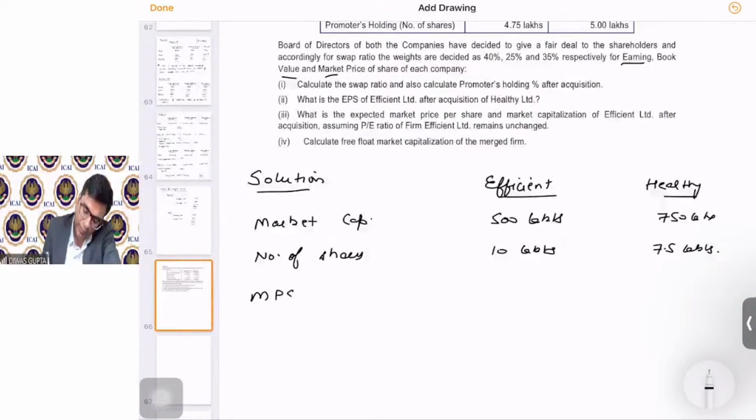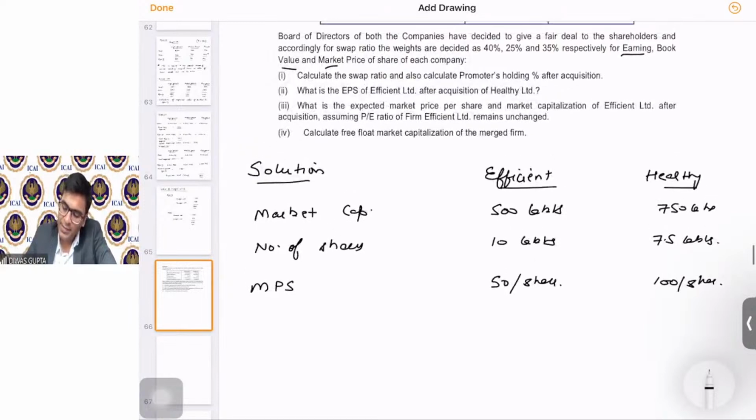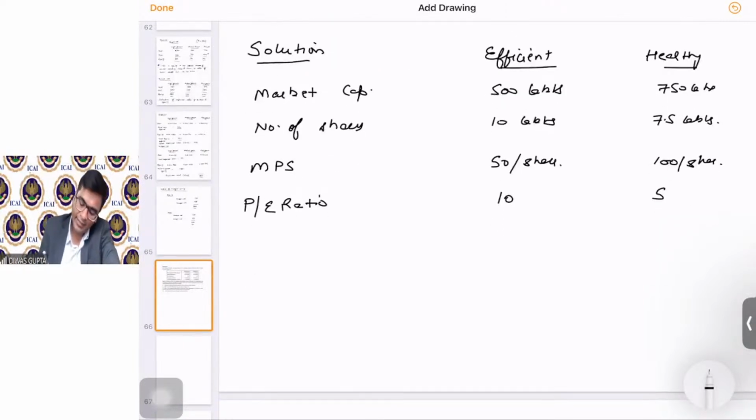Hence, the market price per share becomes 500 divided by 10, which is 50 per share. And here it becomes 750 divided by 7.5, which is 100 per share. So the market price comes out to be 50 and 100 per share. Now MPS is done. We have to calculate the earnings, EPS. So for earnings, let's use the PE ratio. The PE ratio is 10 here and 5 here. So 50 divided by 10 will give us the EPS, that is, price divided by PE ratio. So 50 divided by 10 gives us 5, and 100 divided by 5 gives us 20.